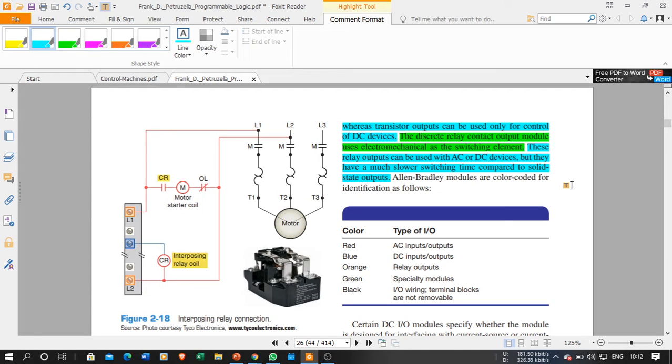So if you are going to compare with the solid state devices, the operating time of your electromagnetic or relay based devices is comparatively slower.